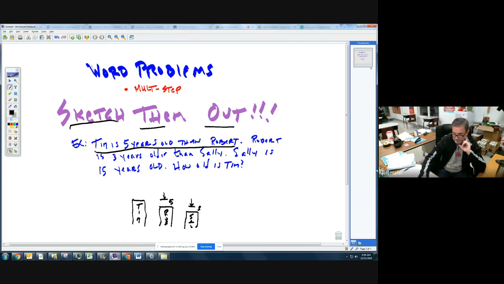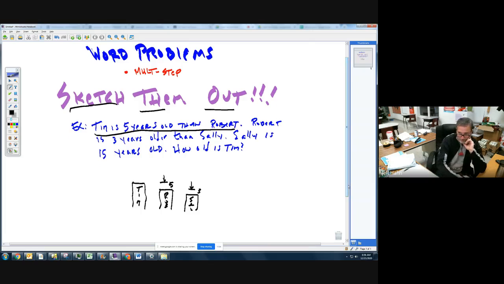So now here comes the whole thing all written out for us here. We know that Sally is 15. Well, if that's the case, and she's 3 years younger than Robert, let's just take it a step at a time. We know that Robert must be 18. And if Robert is 5 years younger than Tim, Tim has to be older because notice how he's taller by 5 years. That makes him 23. So the answer to this, how old is Tim? He is 23 years old.